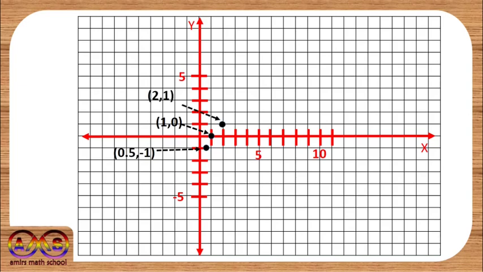The next is 2, 1. When x equal to 2, then the value of y is equal to 1. Next one is 4, 2. When x equal to 4, then y equal to 2. Now we have to join all these points with a smooth line. This line represents the graph of y equal to log 2 base x.